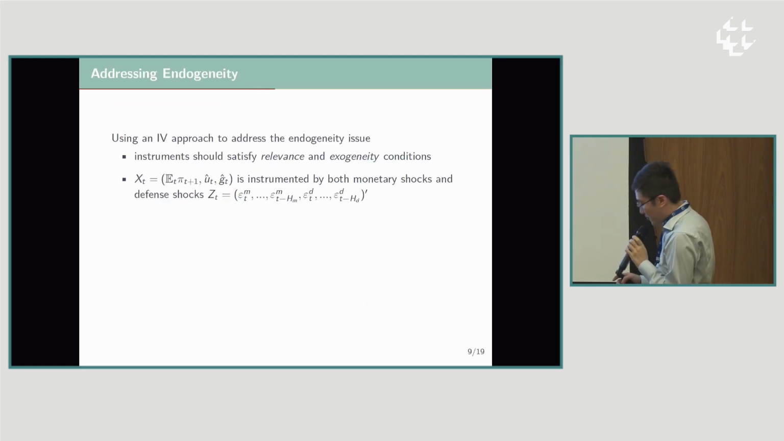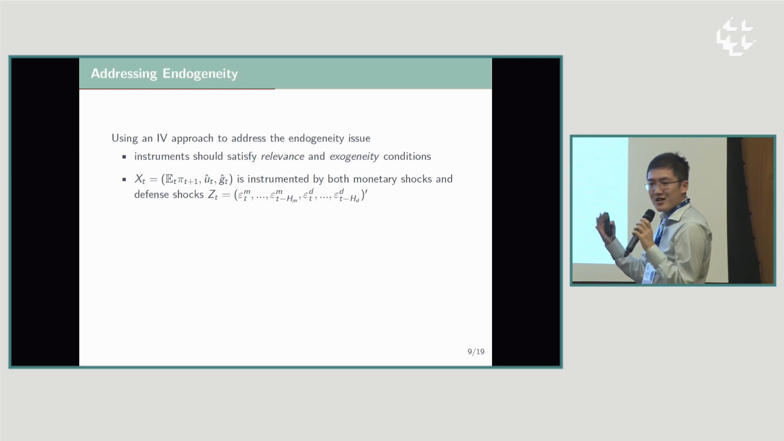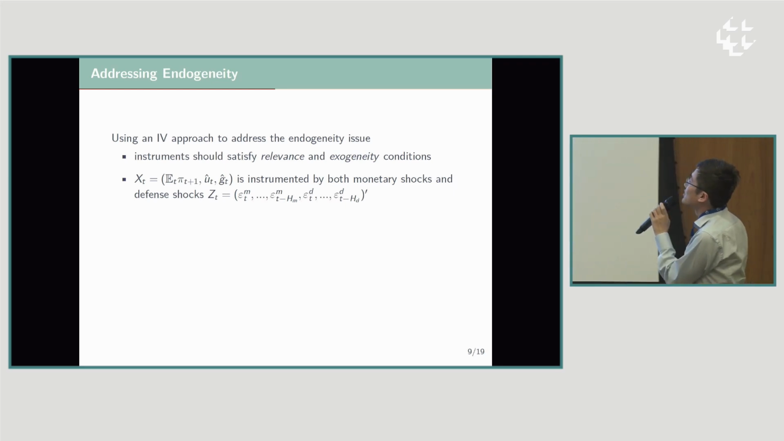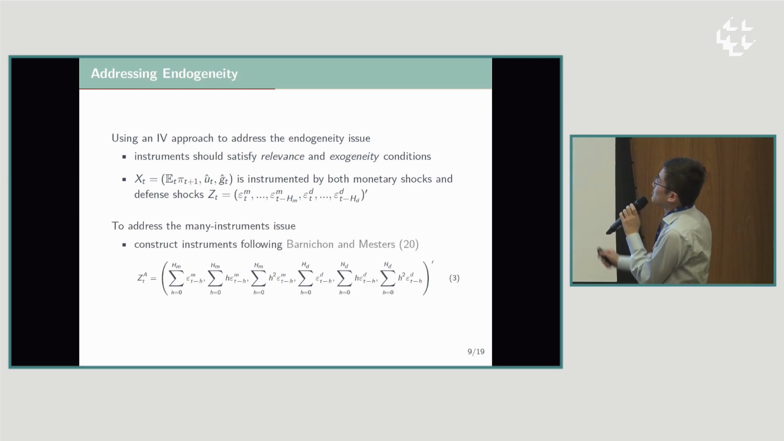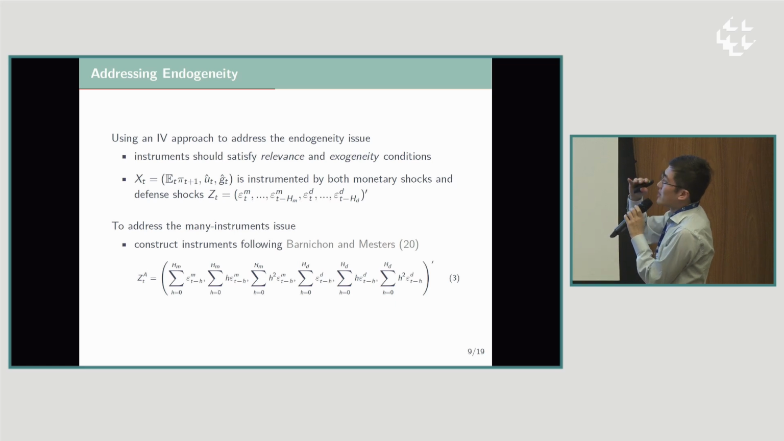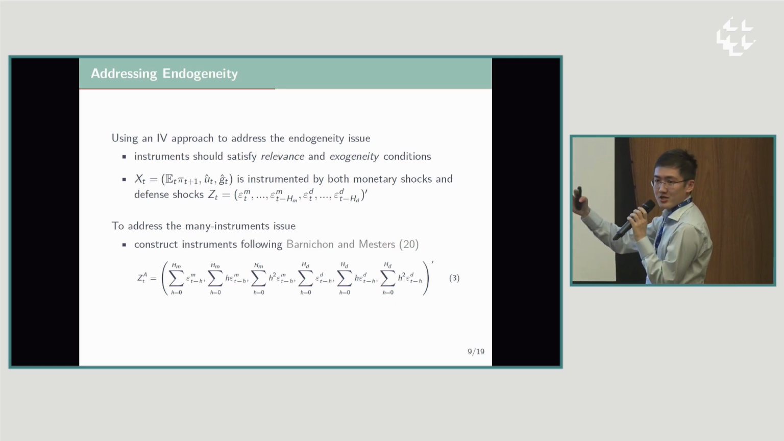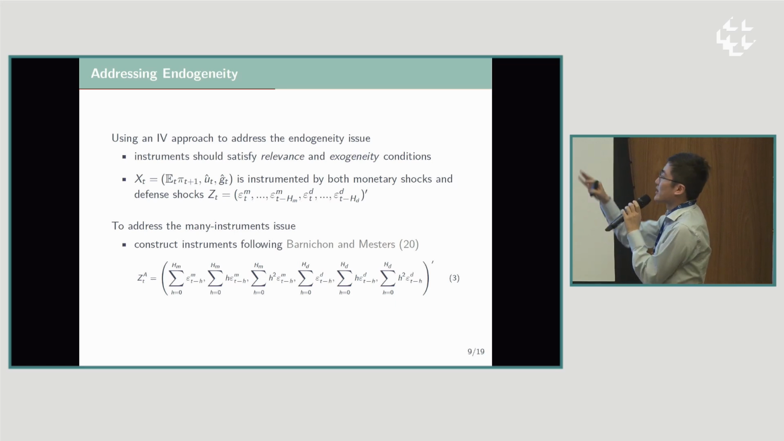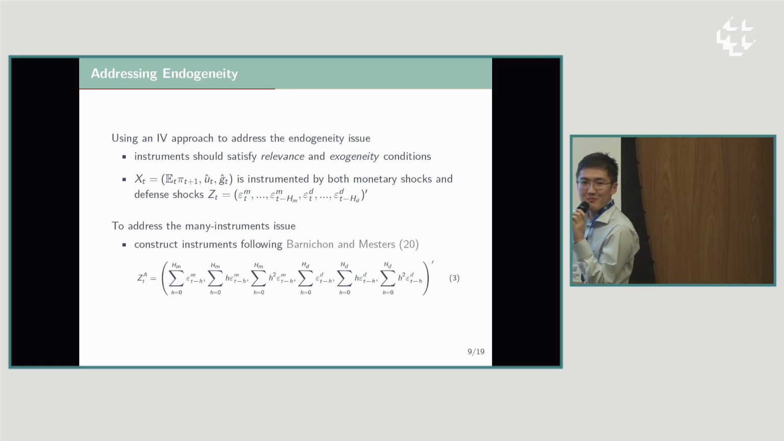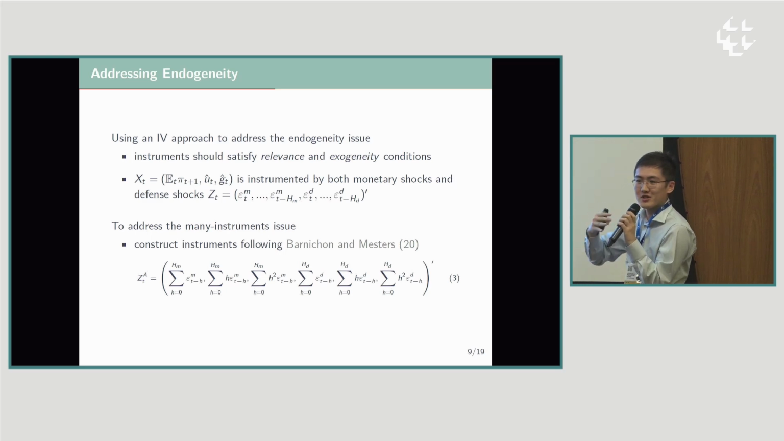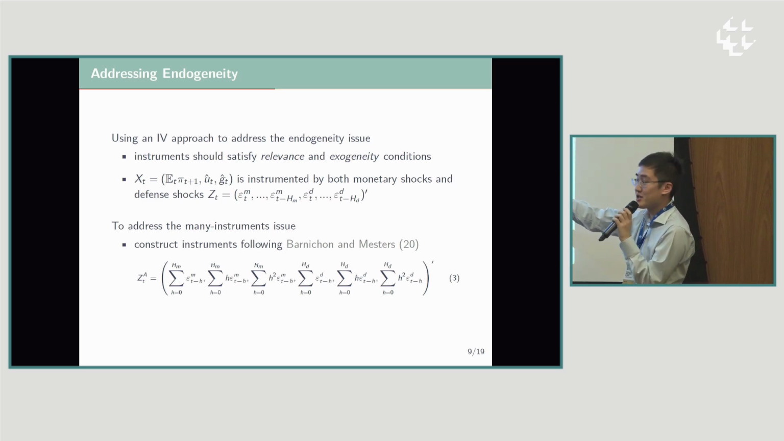In order to address the potential endogeneity issue, we also use the IV approach. We take IVs from high-frequency identified monetary policy shocks and fiscal shocks or defense shocks. In this macro literature, there's also another popular issue called the many instruments issue, because you will include a lot of lags of the monetary policy shock as instruments.